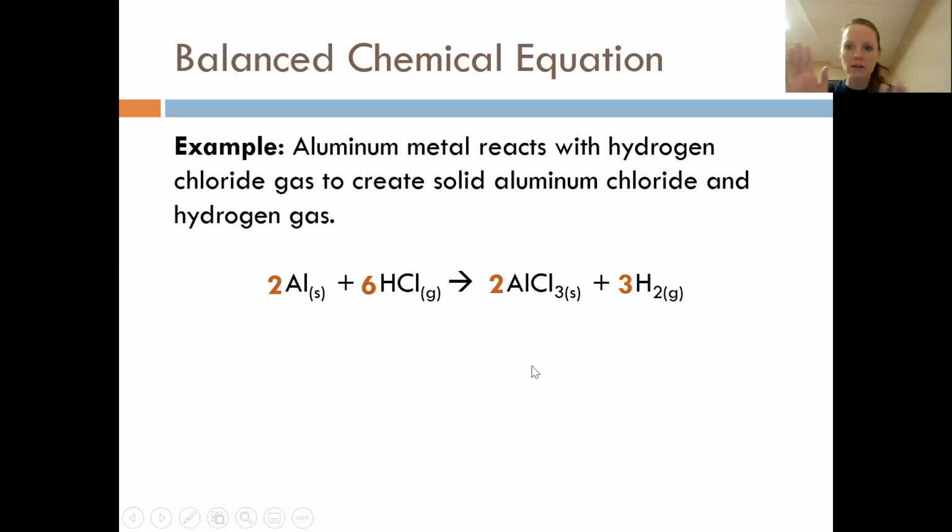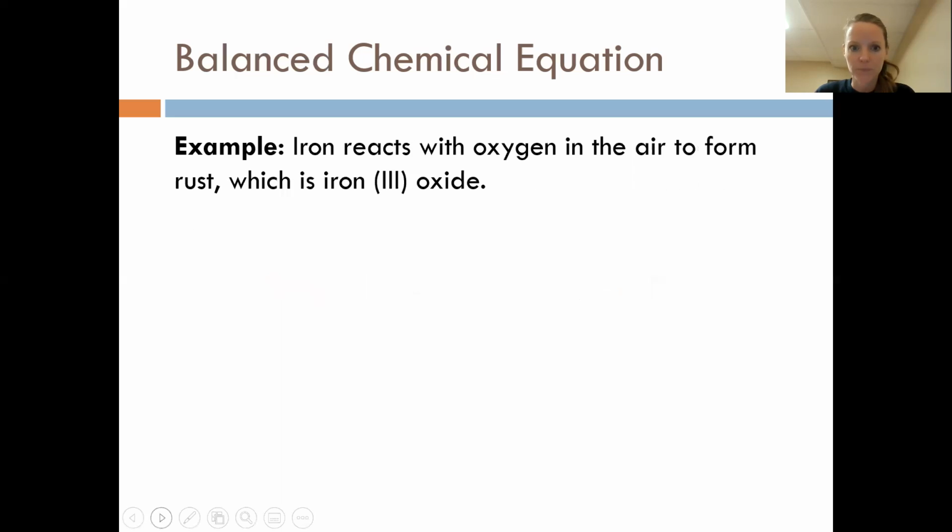So sometimes you're going back and forth, trying different coefficients in front, seeing if you can make them balanced on both sides. Always check to see if you've accidentally doubled everything, see if you can reduce it. A 2, a 6, a 2, and a 3 cannot be reduced. So you know that you have put it in simplest form.